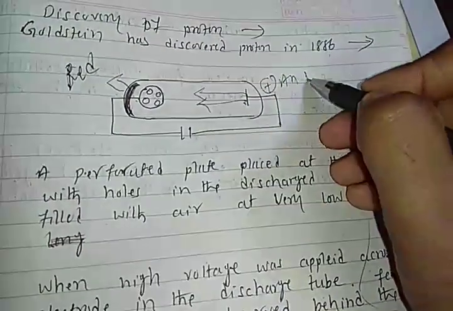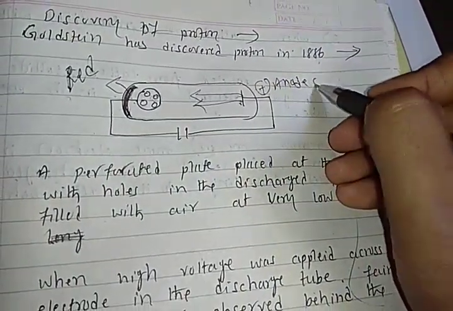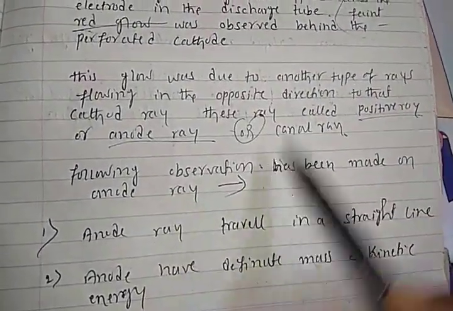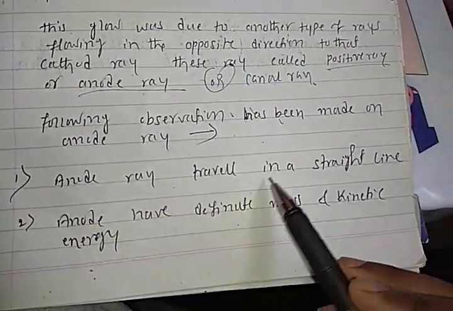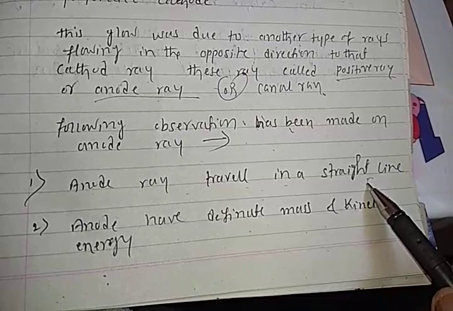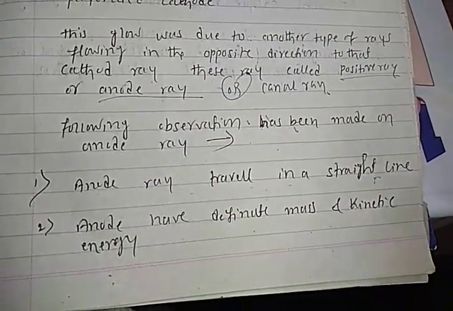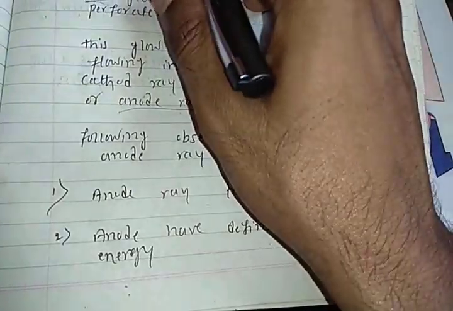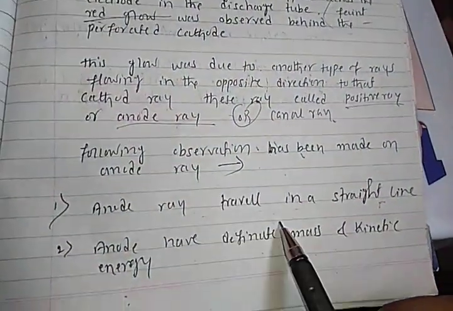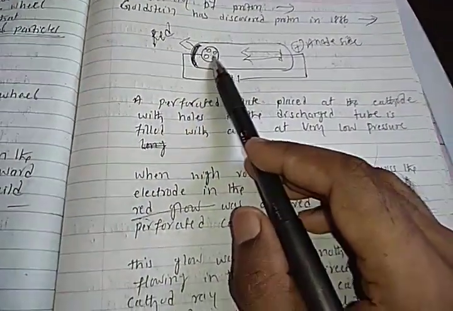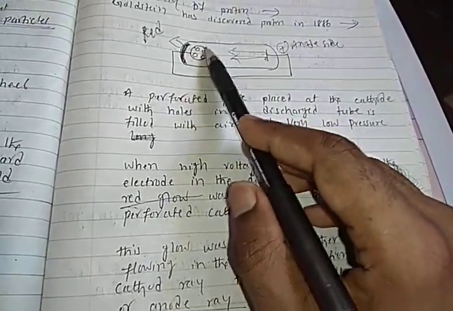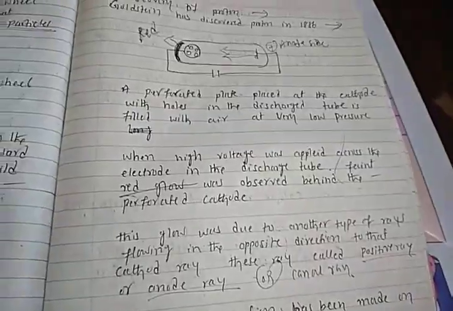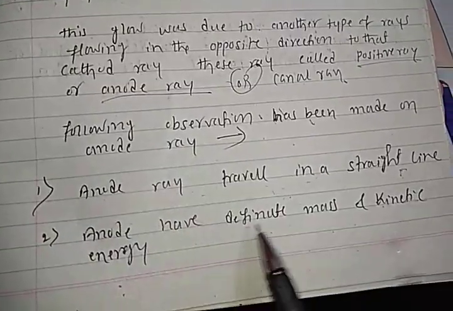These rays are generated from the anode side, so they are called anode rays. Right, friends? The following observation: he observed that anode rays travel in a straight line. Again he kept some material, and its shadow fell behind it on the anode side, so they travel in a straight line. The anode ray has definite mass and kinetic energy. Again he kept a wheel here, and the wheel was seen to rotate. That is why he considered that the anode ray has definite mass and kinetic energy.